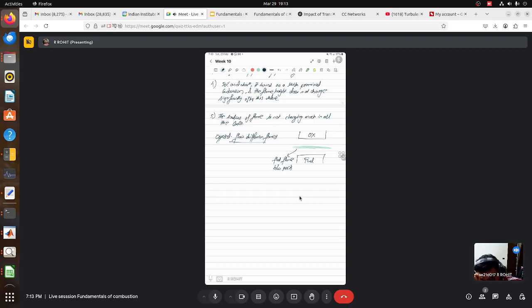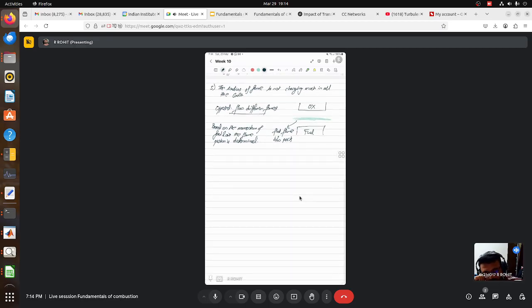So based on the momentum of fuel and air, the flame position is determined. So that's one important thing. And if flows are increased further, you see that the flame extinguishes due to an increased strain rate. So your flame stretches too much and eventually it extinguishes.